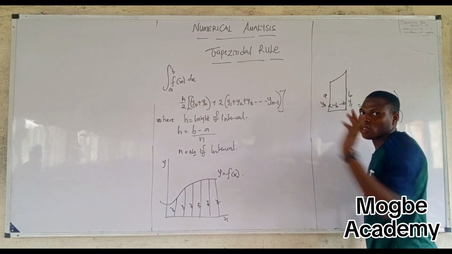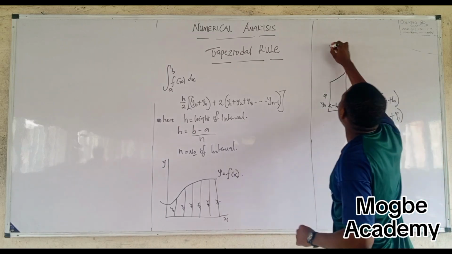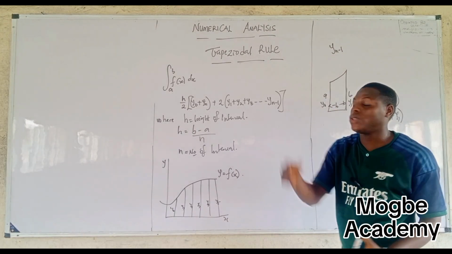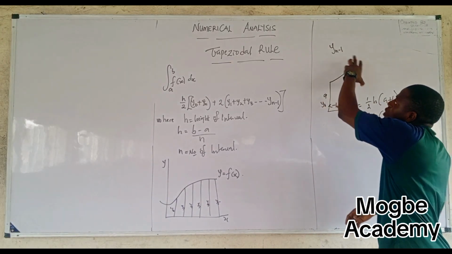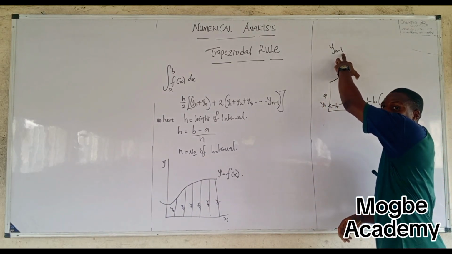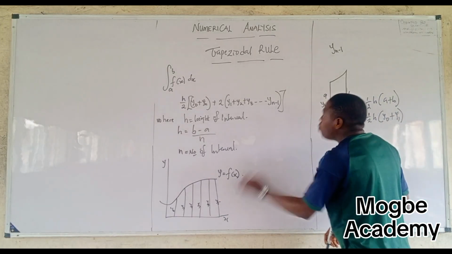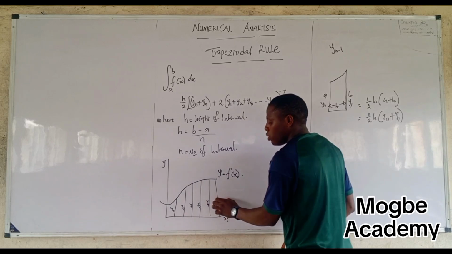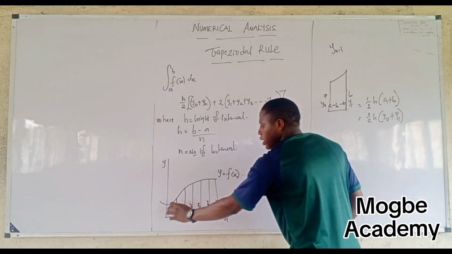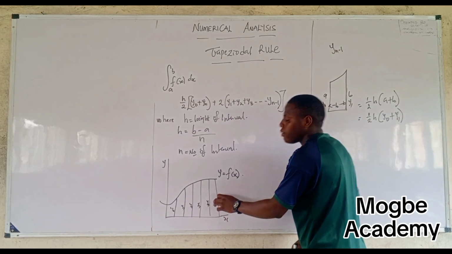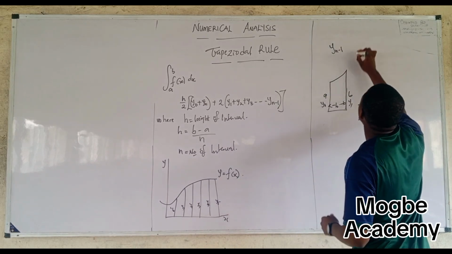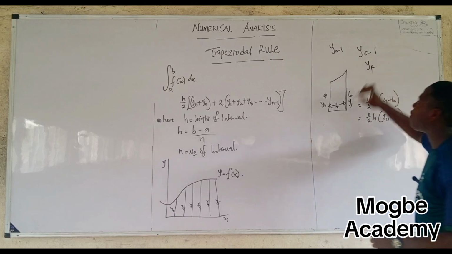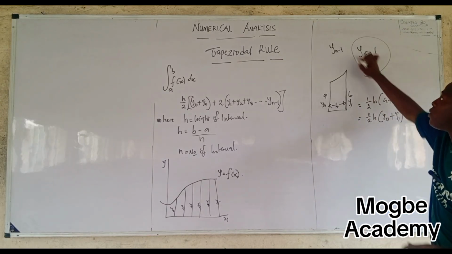For your yn minus 1, let's say the interval given to you was 5. Your yn minus 1 is simply the interval given to you minus 1. So basically you have your initial interval and your final interval. Are we together? So basically you simply have y5 minus 1, so you have y4.